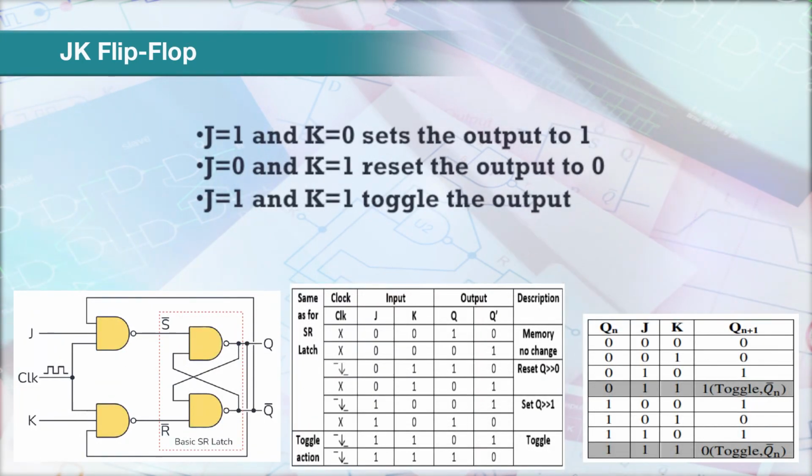The JK inputs of the JK flip flop can be used to set, reset or toggle the output like this: J equal to 1 and K equal to 0 sets the output to 1, J equal to 0 and K equal to 1 resets the output to 0, J equal to 1 and K equal to 1 toggles the output. But for the flip flop to make any change, its clock input must be 1.